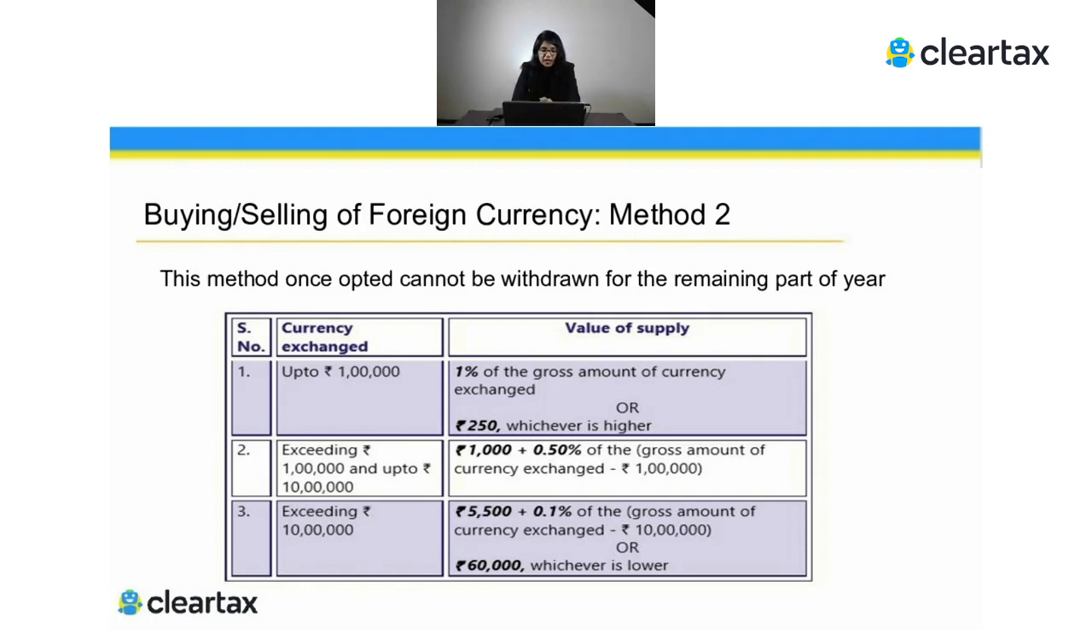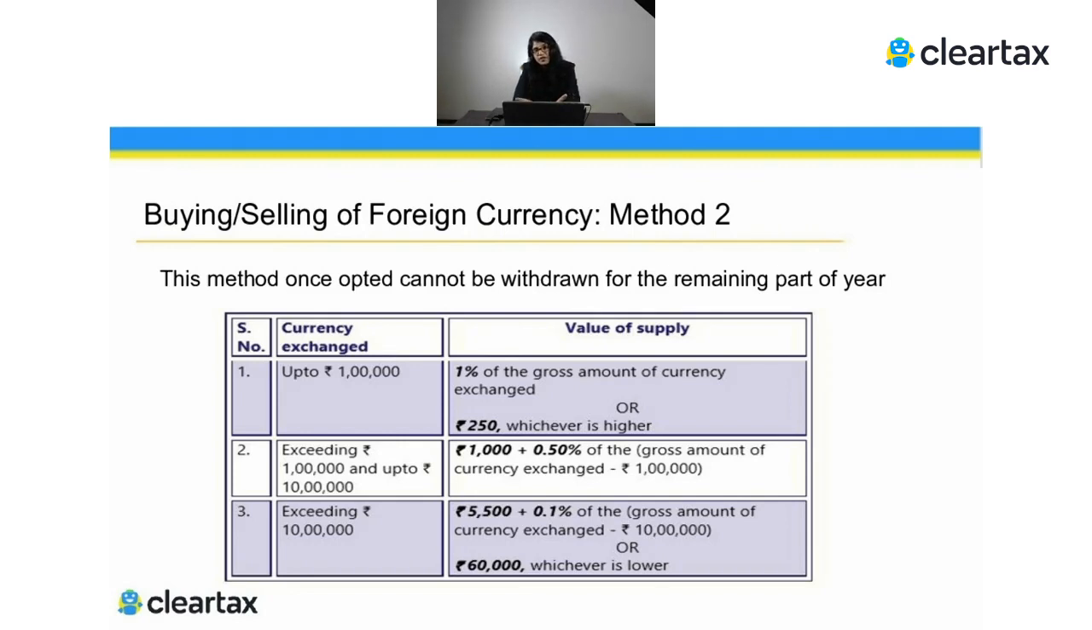So slab rate works like this: if it's up to 1 lakh rupees, then it's 1% of the gross amount of the currency exchange or 250, whichever is higher. If it's exceeding 1 lakh and up to 10 lakh rupees, then 1000 plus 0.50% of the gross amount of the currency charge minus 1 lakh rupees. And if it's exceeding 10 lakh rupees, then it's 5500 plus 0.1% of the gross amount of the currency charge minus 10 lakh rupees, or 60,000, whichever is lower.